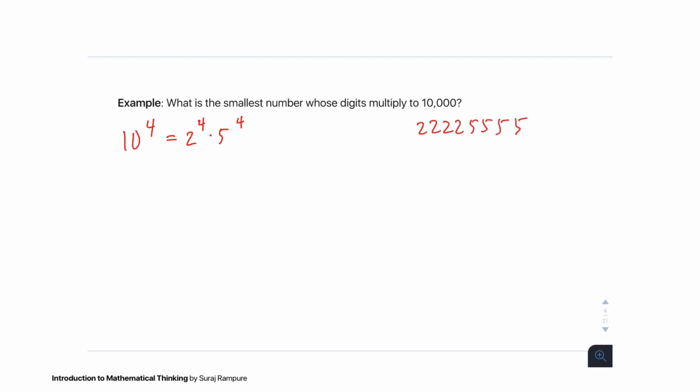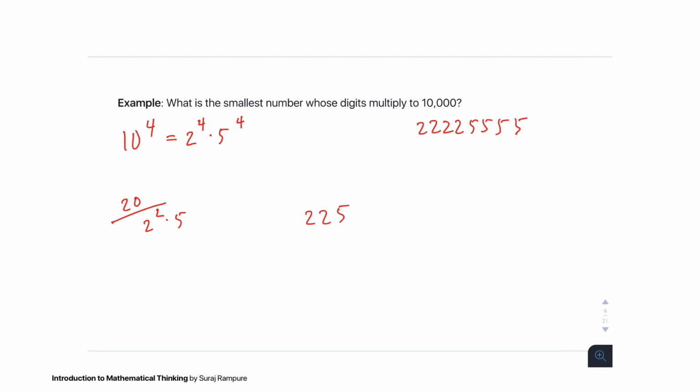22225555. And then when I said this result, my interviewer asked, how confident are you? I said something like 95%. And then his question was, what is the smallest number whose digits multiply to, sorry, not 10,000, 20. Okay, so if we look at the case for 20, how do you prime factor 20? 2 squared times 5, right? So then the most basic guess would be what? 225, right?